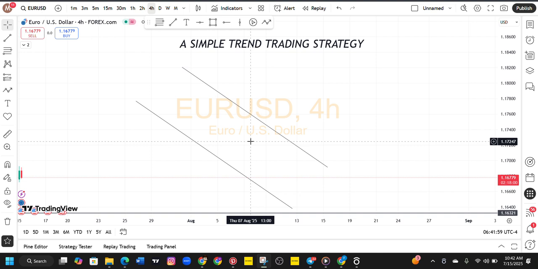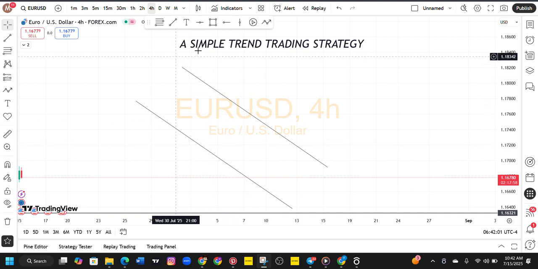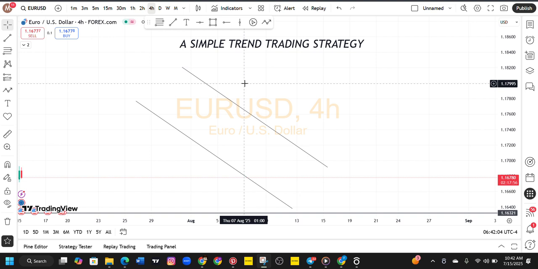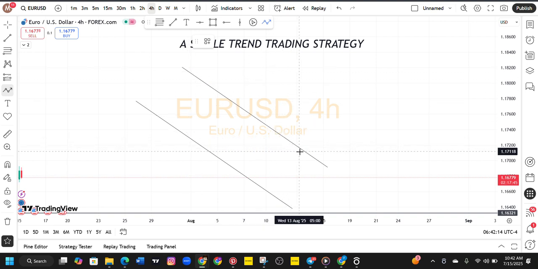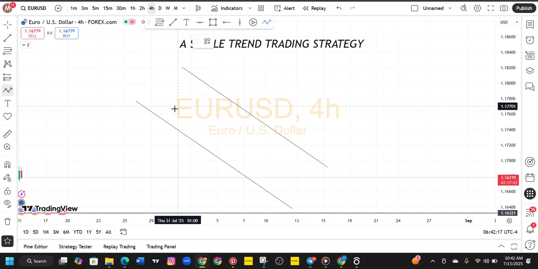So a simple trend trading strategy, right, guys? I'm going to show you how to identify a trend and how to make profits from that. Okay, and I'll show you some examples right after this depiction. When you look at this, I've already drawn out some trend lines, as you can see.